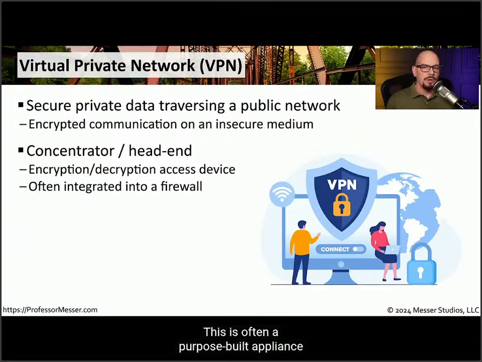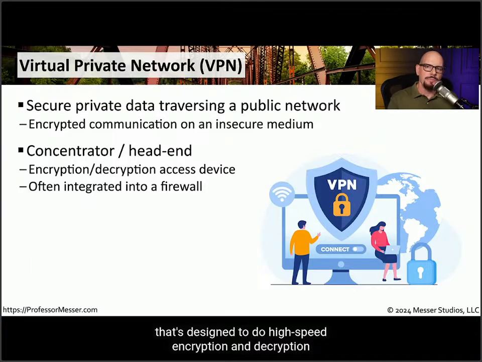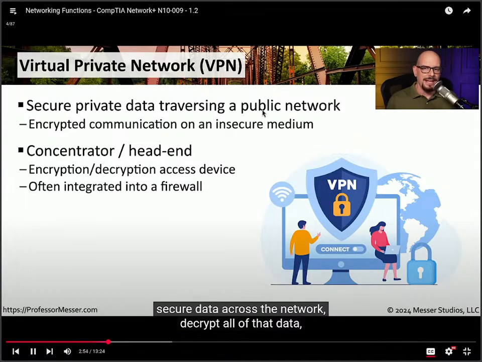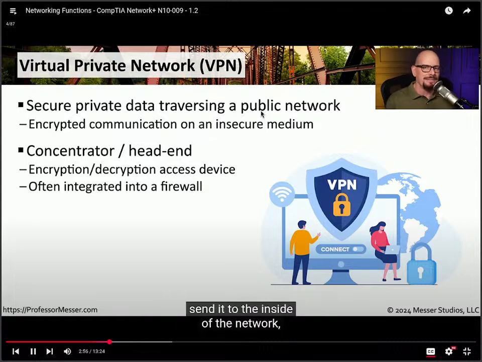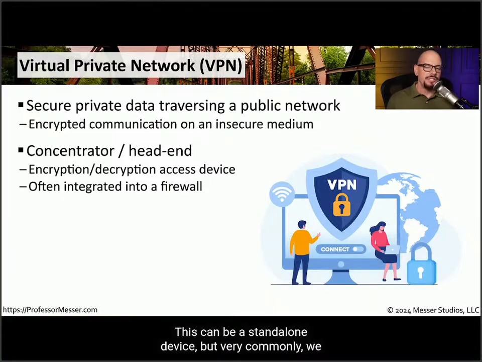This is often a purpose-built appliance that's designed to do high-speed encryption and decryption of network data in real time so that you can have many people being able to send secure data across the network, decrypt all of that data, send it to the inside of the network, and then reverse that process to get the response back to the user. This can be a standalone device, but very commonly we integrate this VPN concentrator function within a next-generation firewall itself.